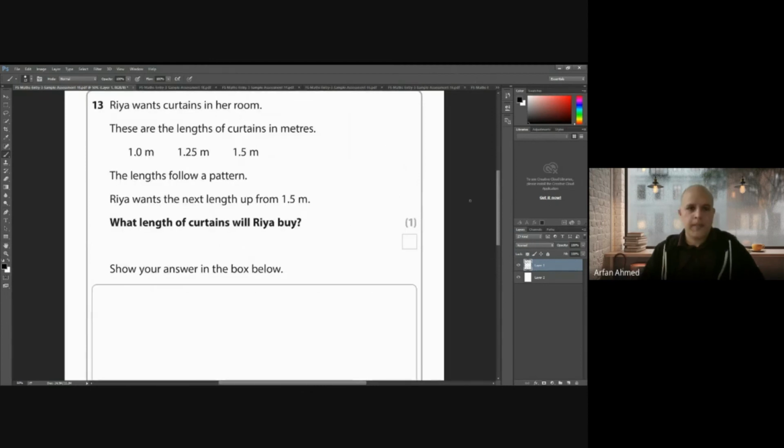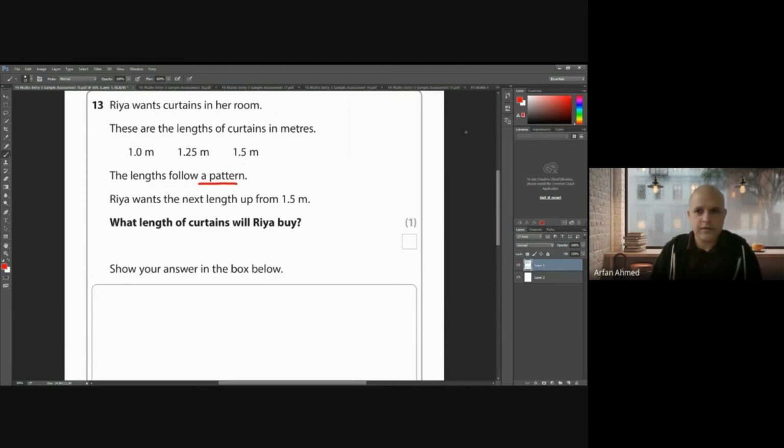Let's move on. Question 13. Ria wants curtains in a room. These are the lengths of curtains in meters. The lengths follow a pattern. Ria wants the next length up from 1.5 meters. What length of curtains will Ria buy? Ah, right. So there's a pattern in this sequence.